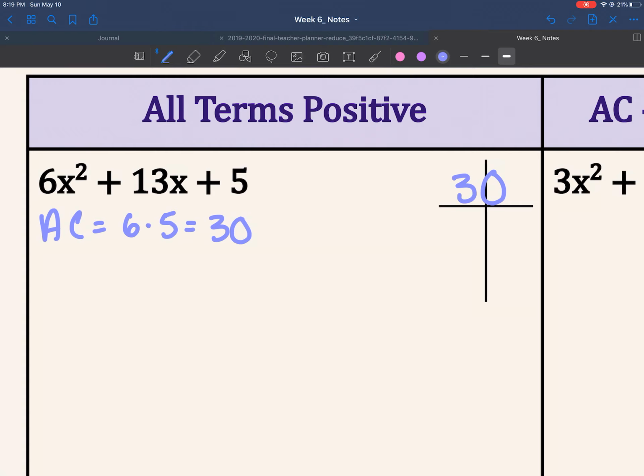So this is where we've got to start thinking about some stuff. So let me write that down. 2 and 15 we know does not work. But 3 and 10 does. So I'm going to go with 3 and 10.